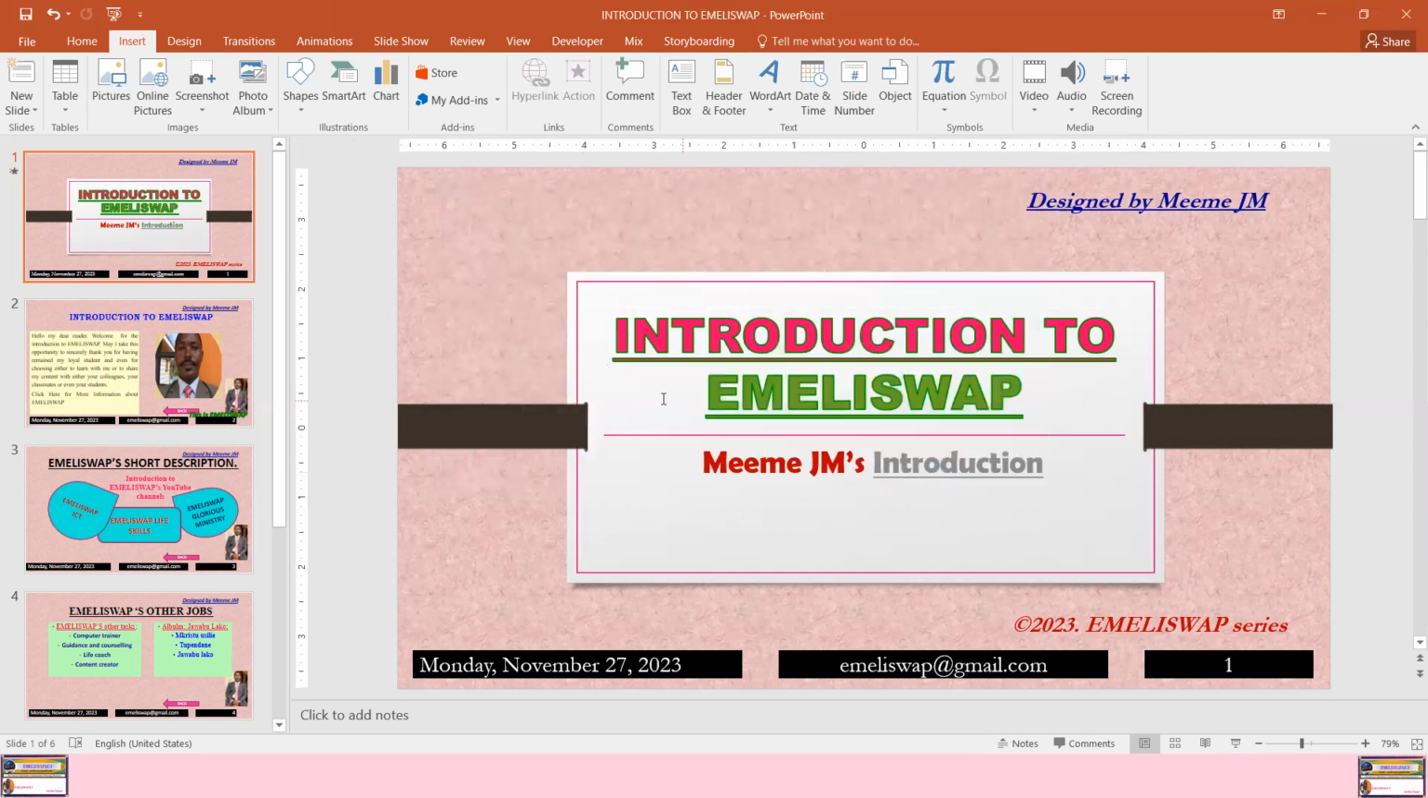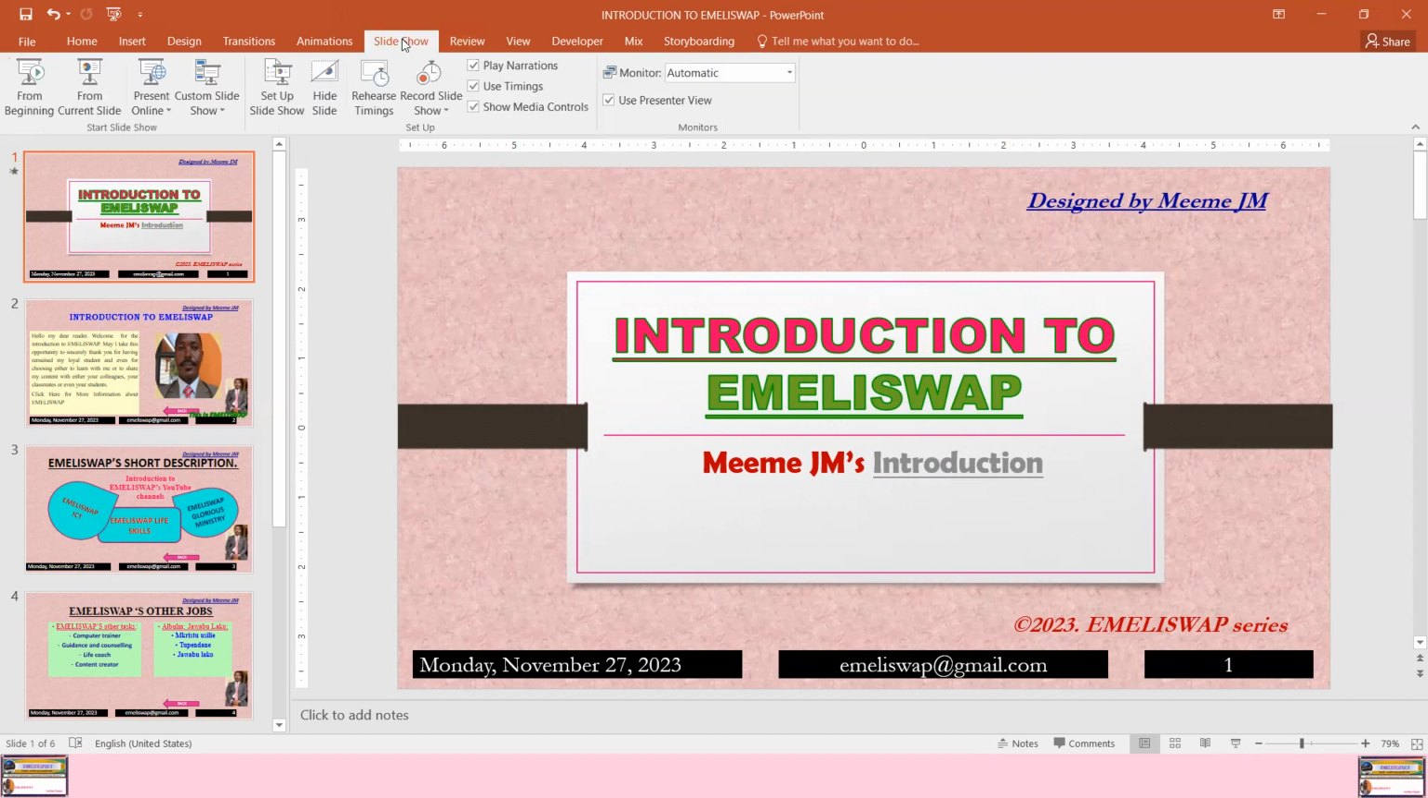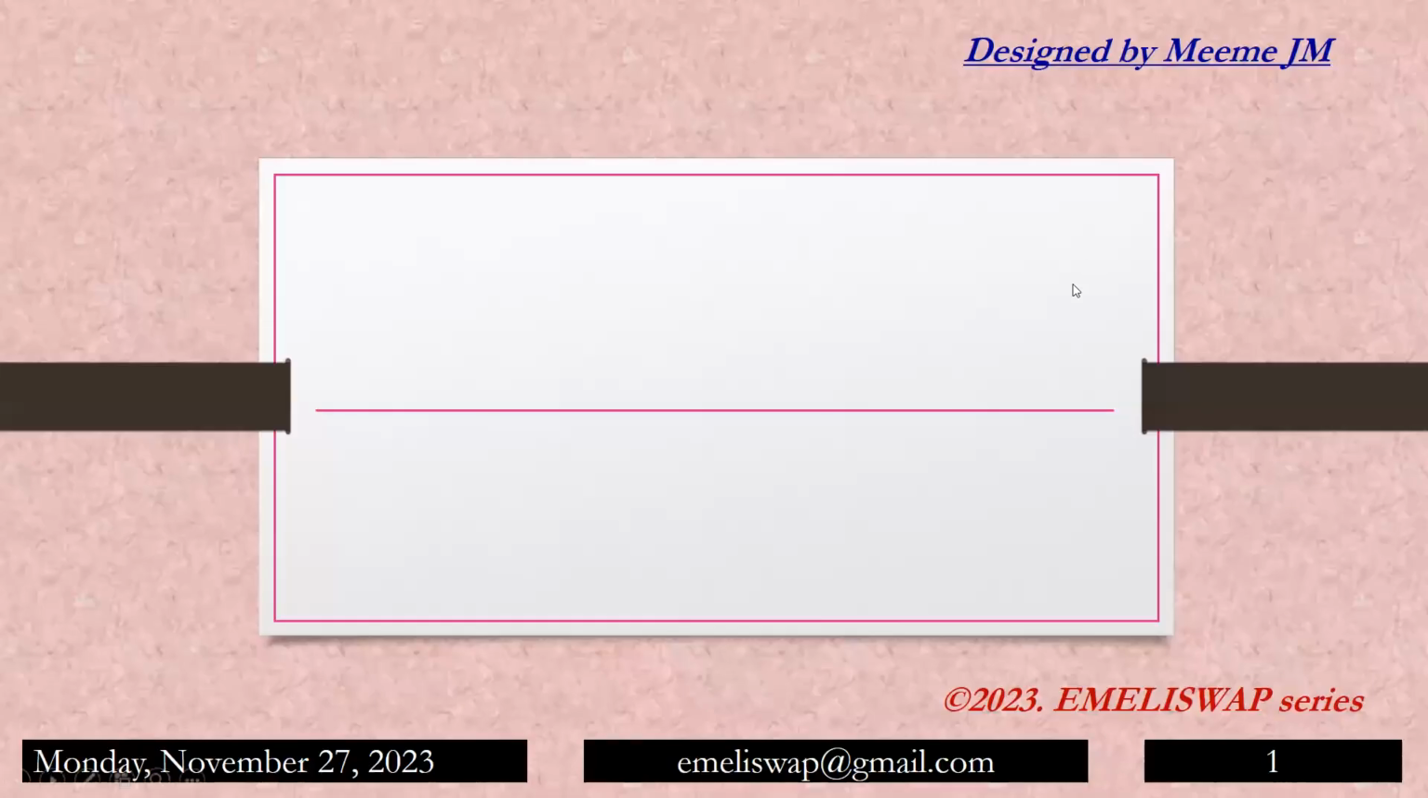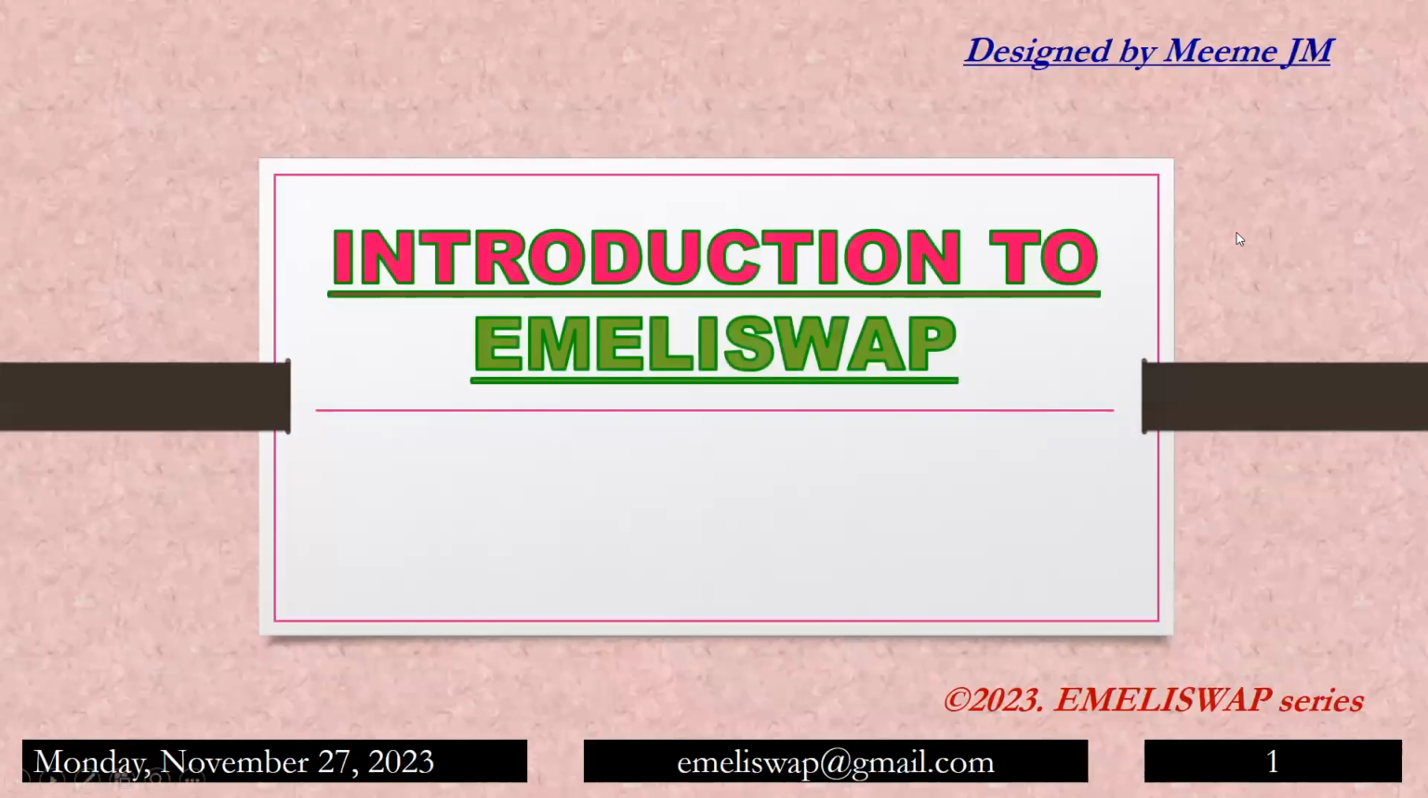You can see my text has become a link because the color has changed and it has become underlined. To see whether this link is working, I can click on the Slide Show menu, and then click From Beginning. If I'm running my show, and this text is displayed, Introduction to ML Swap, and I want my audience to see ML Swap's other jobs, I can click on this link.